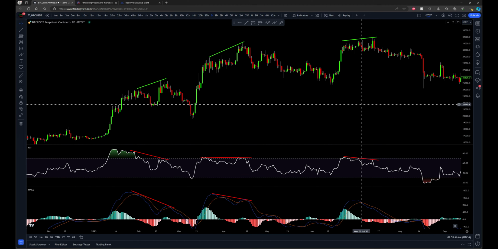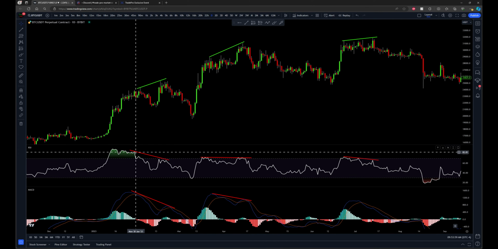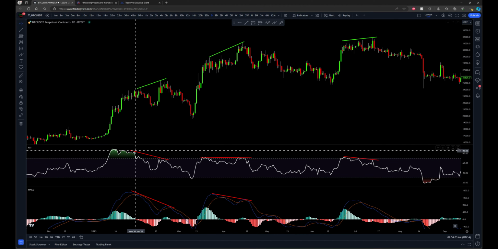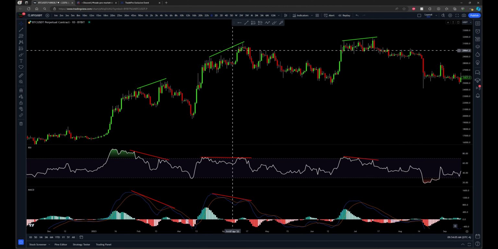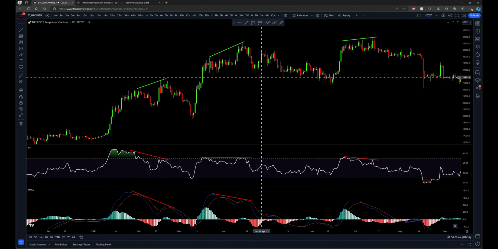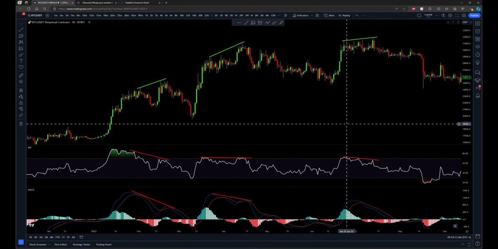Now let's take a look at a few examples of regular bearish divergence. A regular bearish divergence is when we have price making a higher high, but at the same time, our indicators make a lower high. So we have here, as you can see, pretty straightforward, just the very basics, understanding what it actually looks like on the chart and with the indicators. That is a regular bearish divergence.